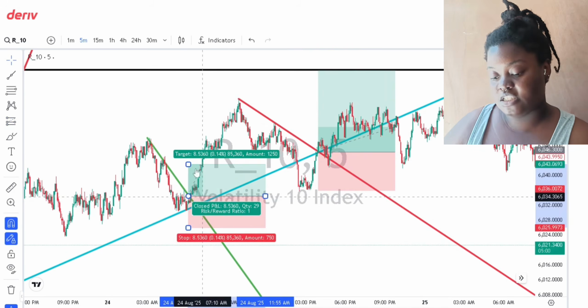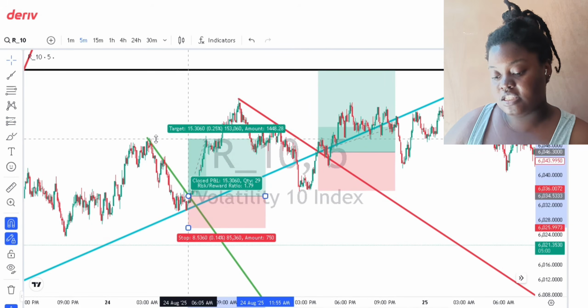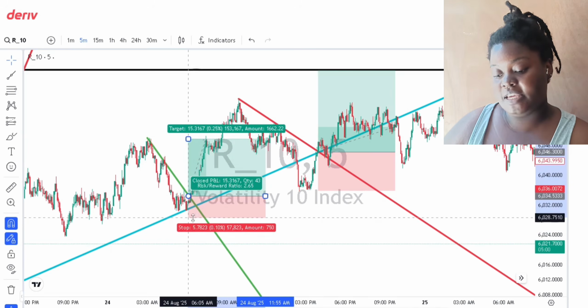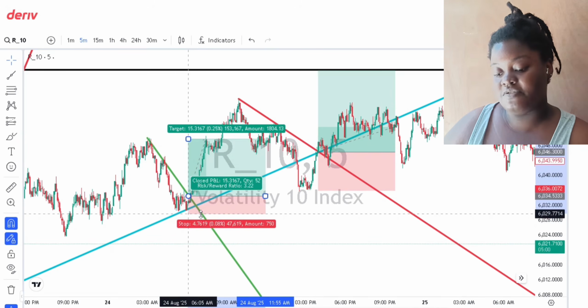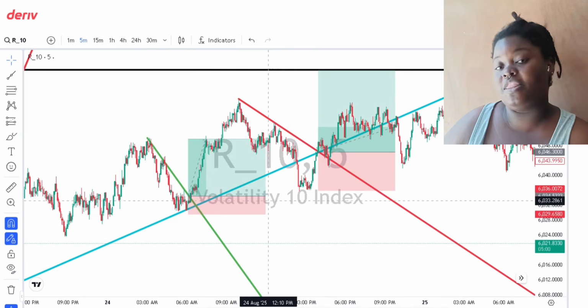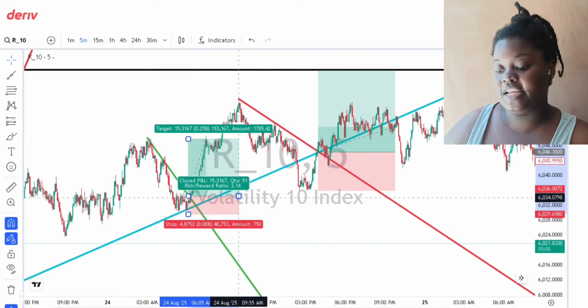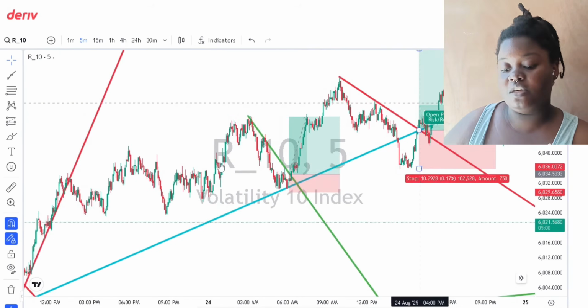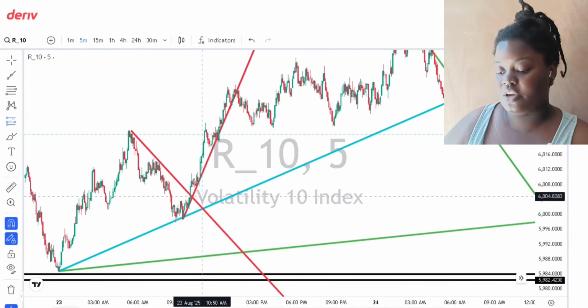Let's also see this one. This is how this one would look. Your target would probably be here if you want. It just depends if you want to put it there, or you want to come in with another trend line and wait on that trend line to break. That's how this one would look. All right, so let me show you how this one would look.